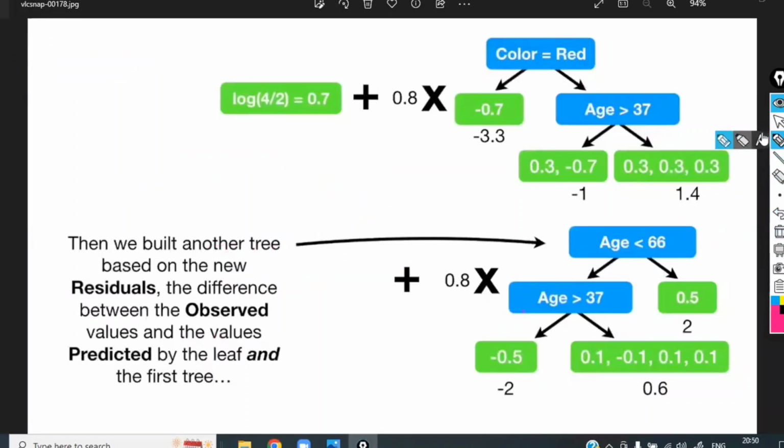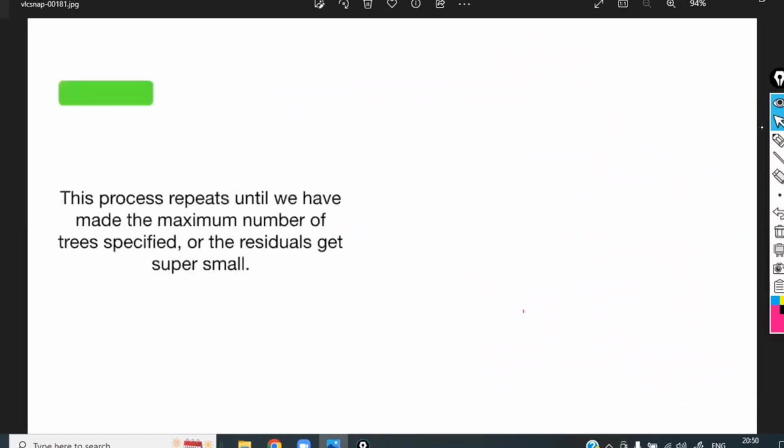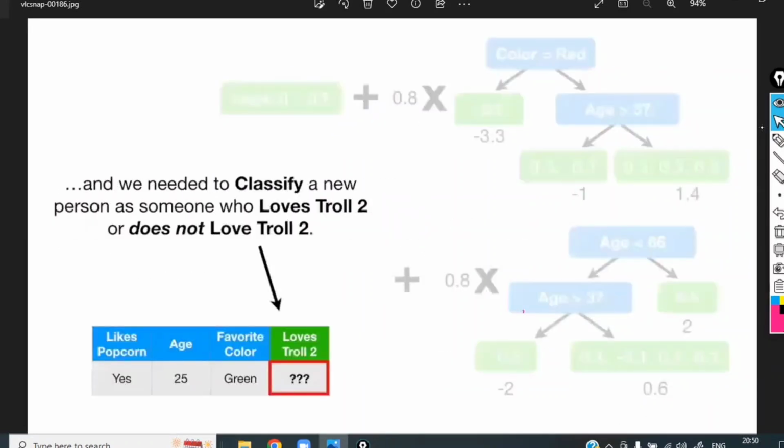Now, for this unknown data, completely new data, 25, green. Assume that gradient boost was stopped here only. I have given the number of trees, estimators, equal to only 2. It has stopped here only. For this data set, can anyone tell me the answer? How to calculate? What is the first step we have to do? Log of odds. What is log of odds?